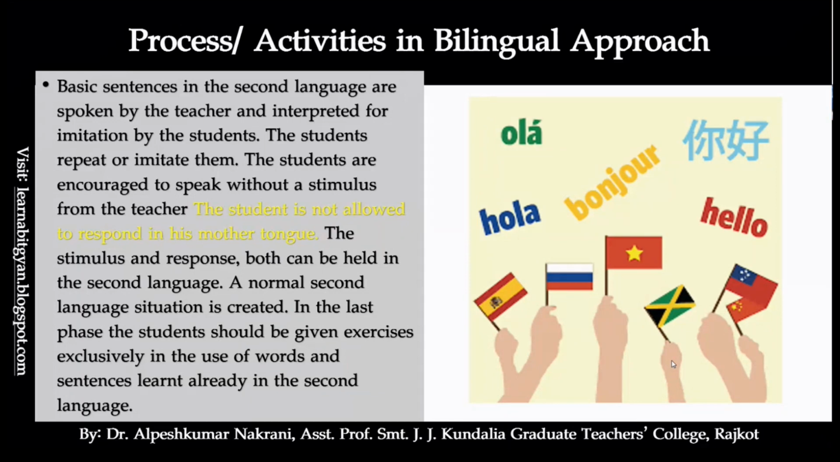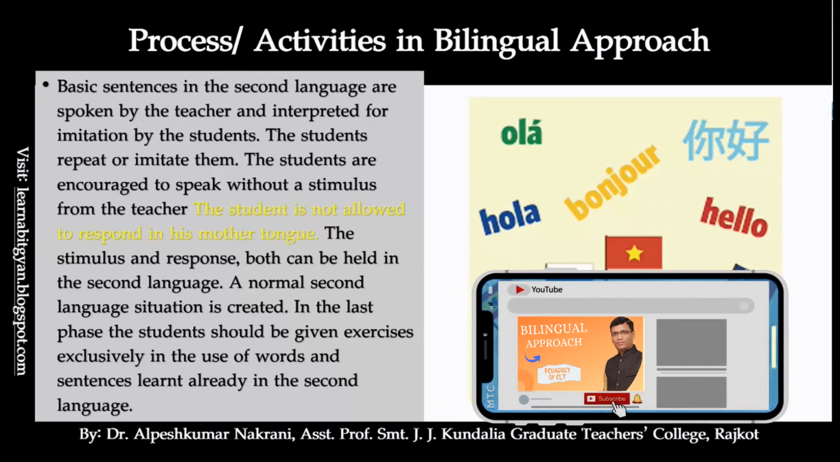Basic sentences in the second language are spoken by the teacher and interpreted for imitation by the students. You see, the word interpreted means he is using mother tongue to make it comprehensible. The students repeat it, students imitate the teacher. Then the students are encouraged to speak without help of the teacher. The student is not allowed, this time, to use mother tongue. The student was allowed to use mother tongue when he was just interpreting the sentence, but when he is speaking, no, not allowed to use mother tongue.